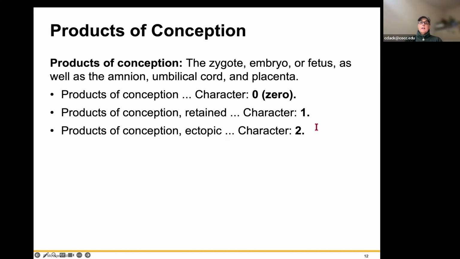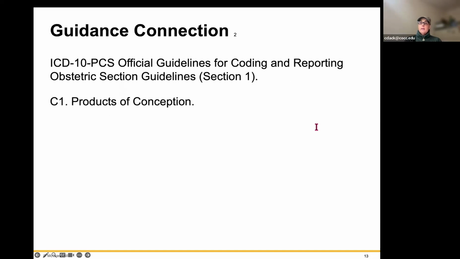So here we have the products of conception, character 0, and the character 1 would be retained, and character 2 would be the ectopic.